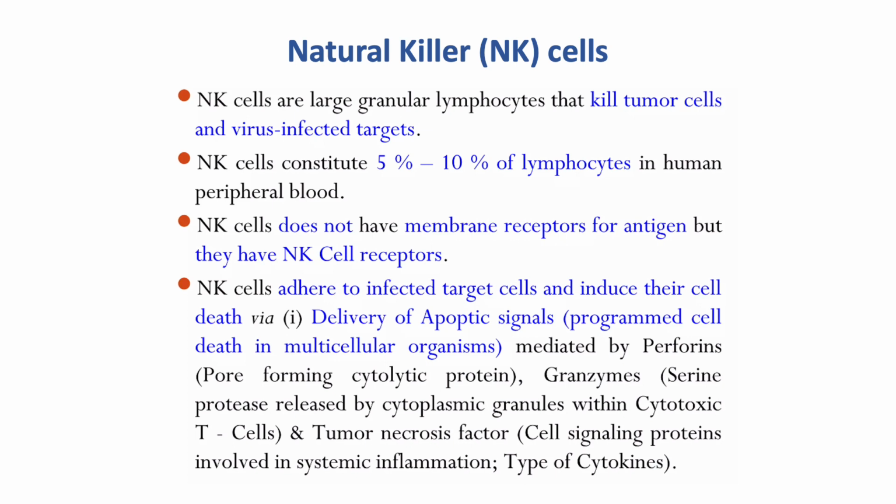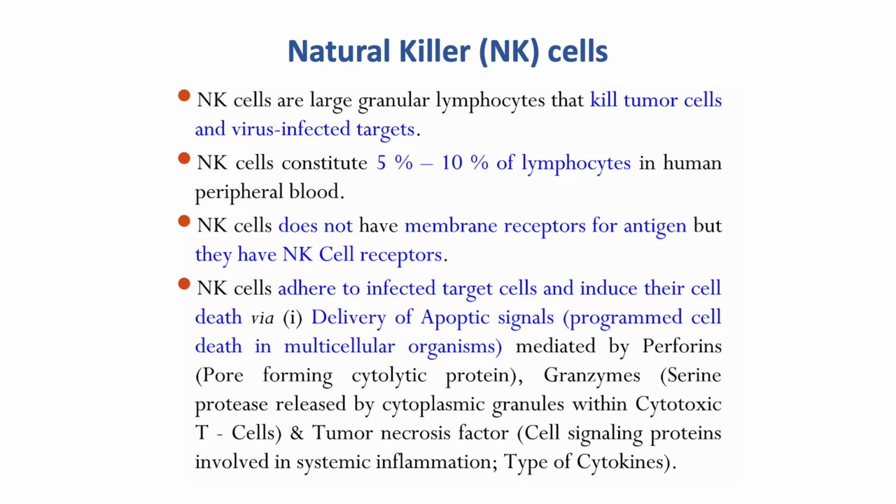The other group of cells forming part of the lymphoid lineage are the natural killer or NK cells. NK cells are large granular lymphocytes that kill tumor cells and virus infected targets. These cells constitute 5 to 10% of the lymphocytes in human peripheral blood. They do not have membrane receptors for antigen like the T cells and B cells, but they have NK cell receptors. NK cells adhere to infected target cells and induce their cell death through delivery of apoptotic signals, that is programmed cell death in multicellular organisms.